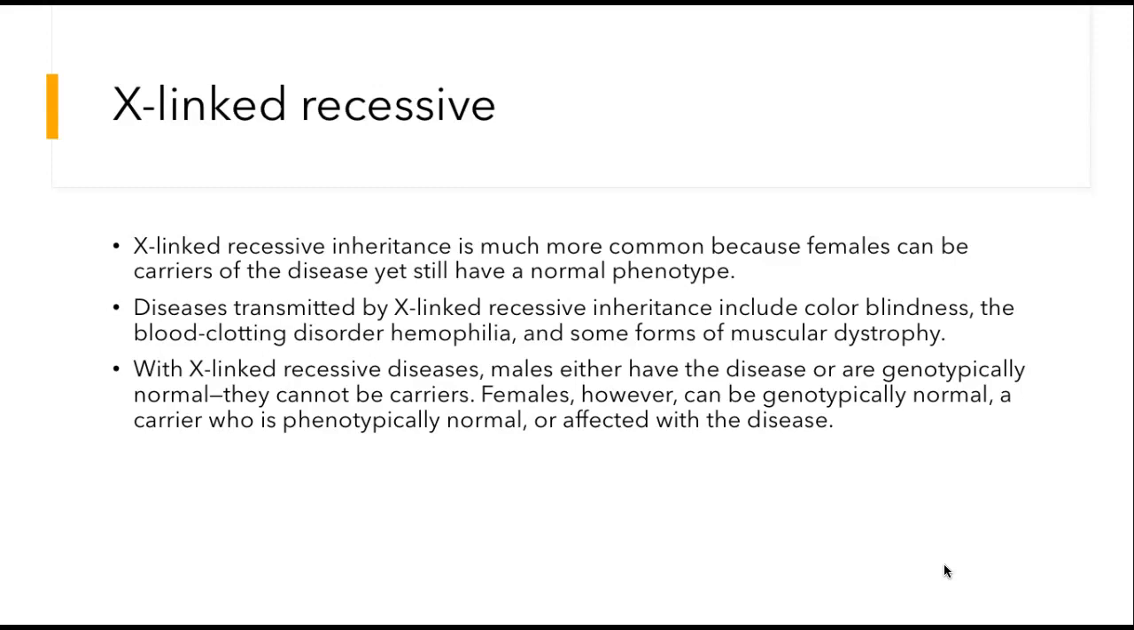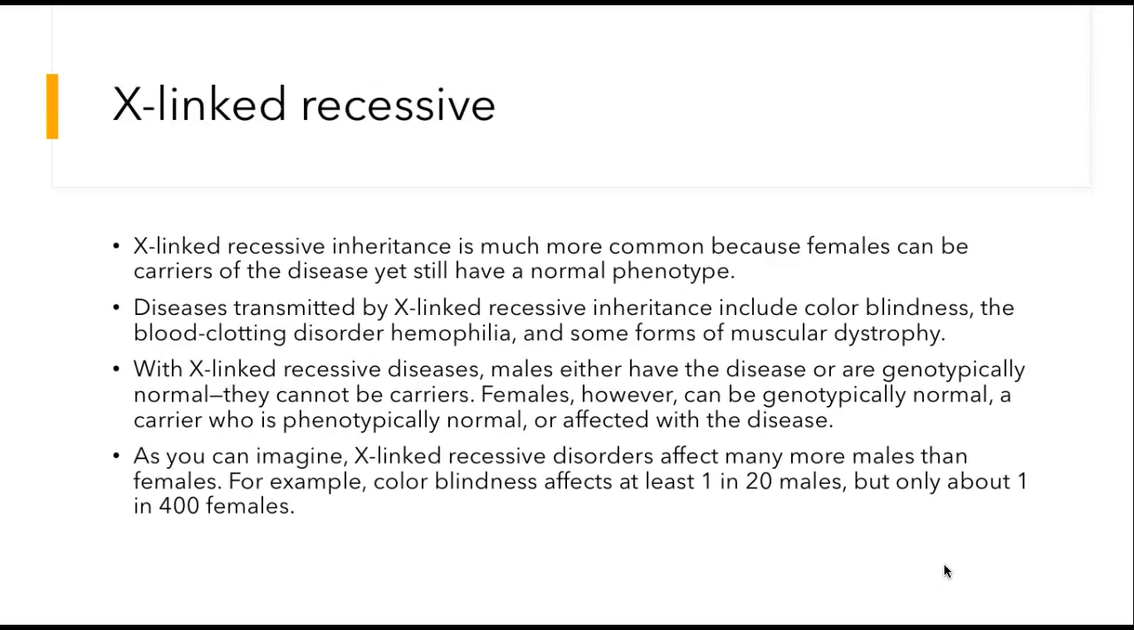Females can be normal or a carrier who's phenotypically normal or be affected with the disease. But as you can imagine, X-linked recessive disorders are going to be much more effective on males than females. One example is colorblindness, which affects at least 1 in 20 males, but only about 1 in 400 females. The reason for that is you would have to have a colorblind male with either a colorblind female or a colorblind carrier female, and for them to make a daughter, the probability of that is pretty low.